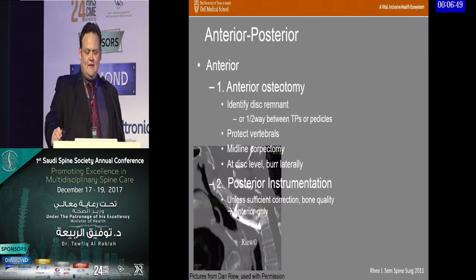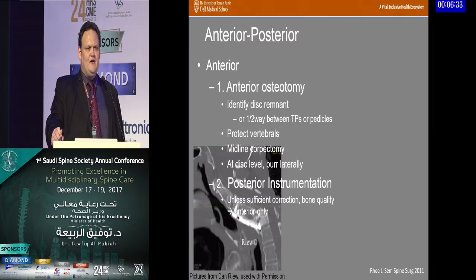When the disc space anteriorly is fused, an anterior or single column osteotomy is a relatively easy procedure as long as you protect the vertebral arteries. Typically, I'll try to identify the disc remnant. If it's not identifiable, I'll go halfway between the pedicles.